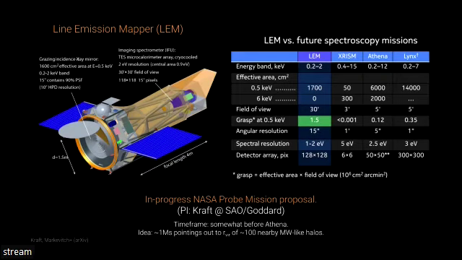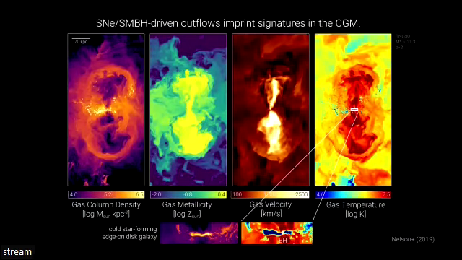The idea is, let's look at 100 or so nearby Milky Way-like galaxies. Let's stare at each for a megasecond, for a million seconds, and actually make a map of the hot circumgalactic medium around galaxies. I think a lot of the reason people are so excited by a concept like this is because the hot circumgalactic medium has a lot of information and it's very hard to see it. It's very hard to access that information.